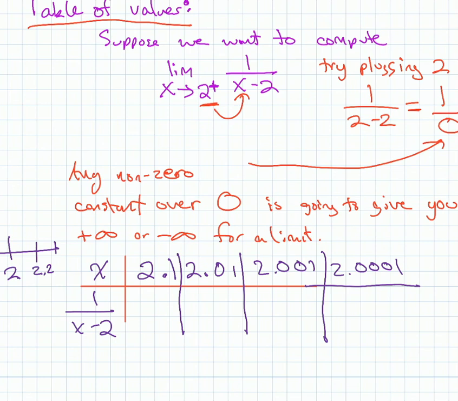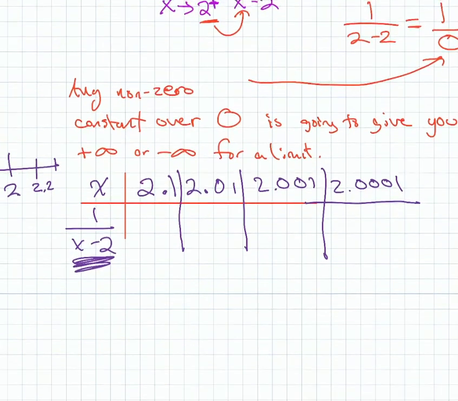Then you take those numbers and plug them into your function and see what you get. You're probably going to want a calculator. If you put 2.1 in, it's going to be 1 over 2.1 minus 2, which is 1 over 0.1. When you work this one out, you're going to get 10.